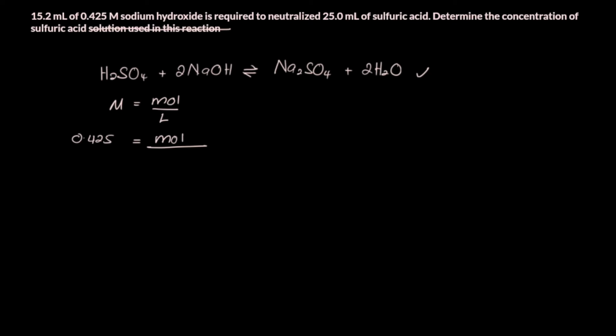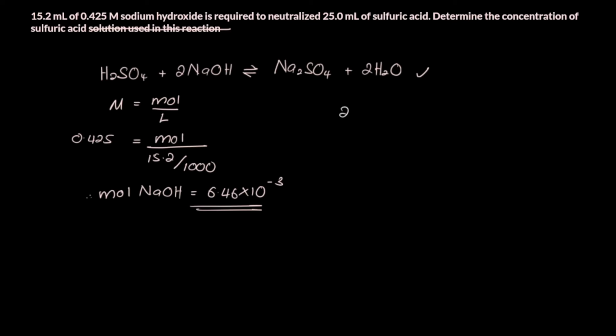Basically the volume for sodium hydroxide given to you is 15.2 milliliter. So we need to convert this into liter, so you divide it by 1000. Therefore you get the number of mole for your sodium hydroxide is equivalent to 6.46 times 10 to the power of negative 3. So from here we are going to look at your balanced equation.